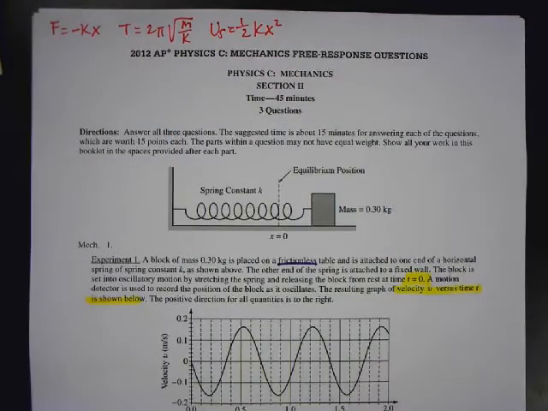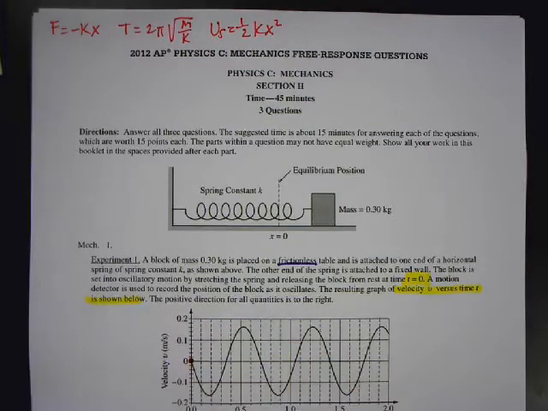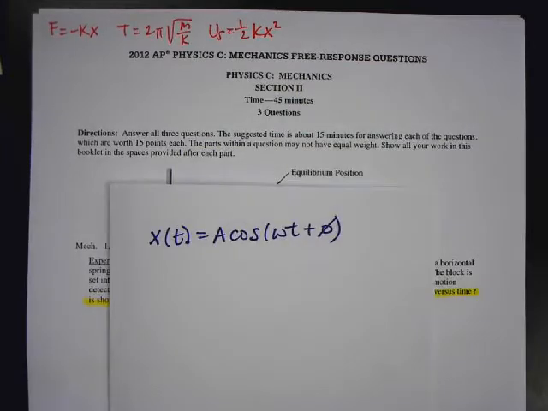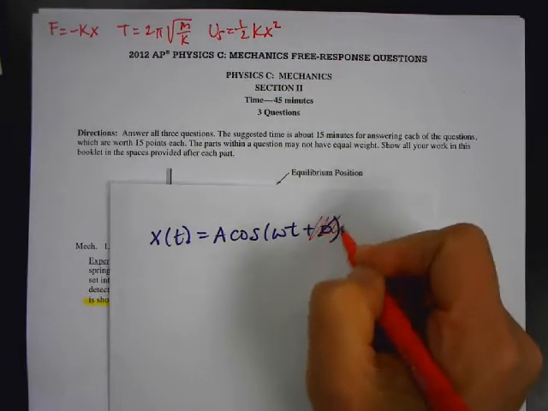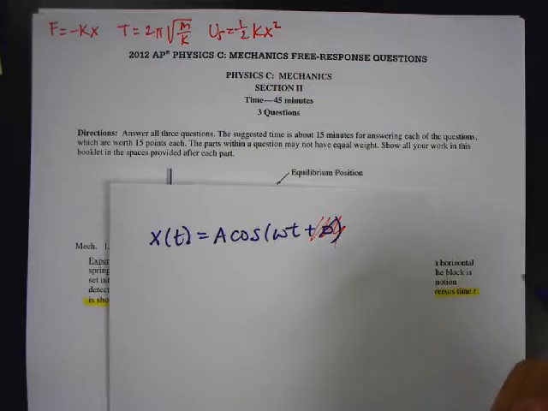Now, when I look at this graph, this is very important. This is a velocity versus time graph, okay? If it starts at 0 for a position versus time or a velocity versus time graph, this means that the phase constant is 0. So now when I look at this equation, I don't have this part. So that makes it a lot easier, okay? If it didn't start at 0, then I would have a phase constant. Most of the time, they're not going to have a phase constant. Most of the time, it's going to start at 0.